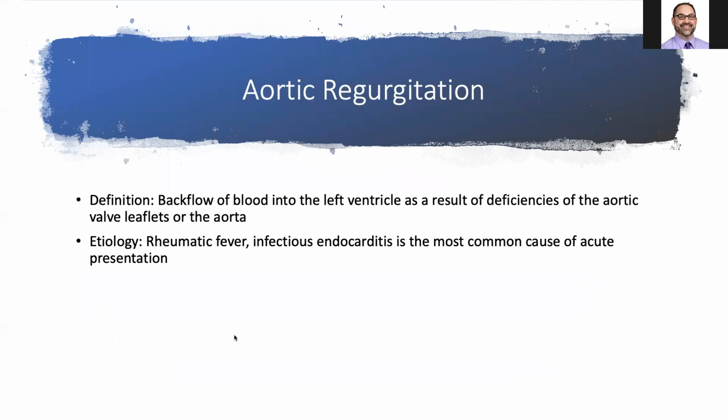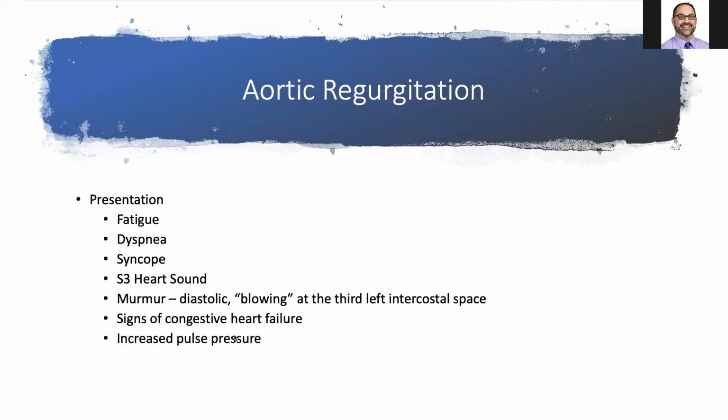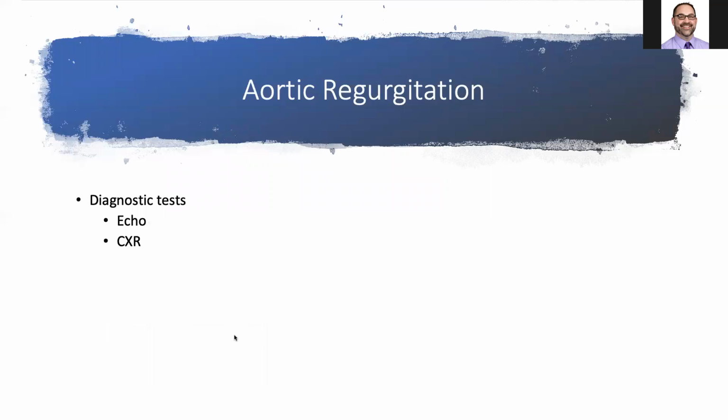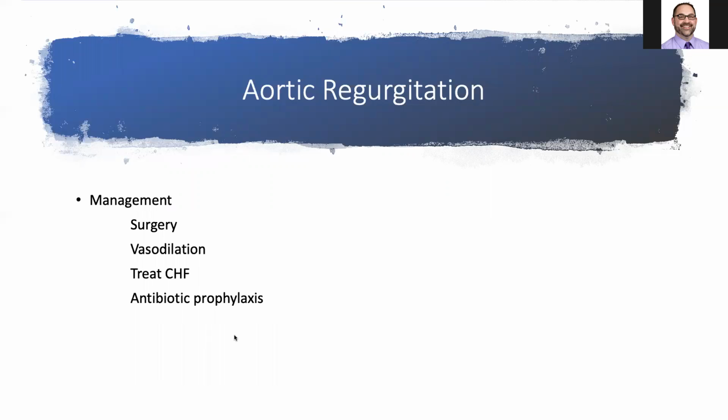Looking at aortic regurgitation, it's backflow into the left ventricle as a result of deficiency in the aortic valve leaflets. Etiology, again, rheumatic fever, infectious endocarditis, the most common acute presentation. Presentation is usually fatigue, dyspnea, syncope, S3 heart sound, a blowing diastolic murmur heard over the third left intercostal space. Signs of congestive heart failure, increased pulse pressure. Again, testing is echo, either transthoracic or transesophageal. Management: surgery, vasodilators, you treat their CHF, and antibiotic prophylaxis.